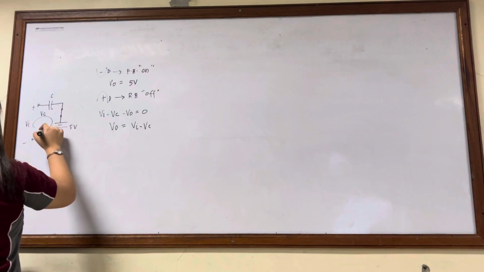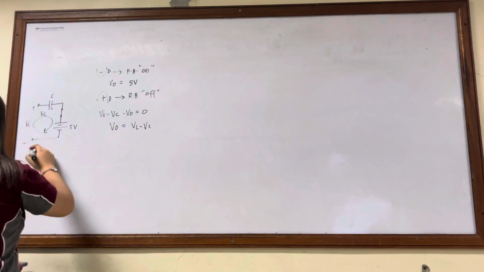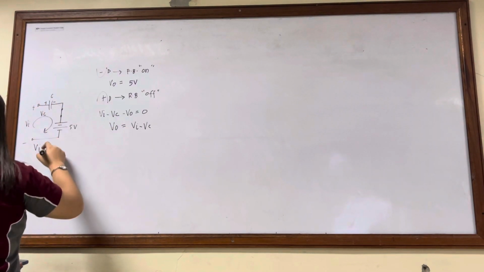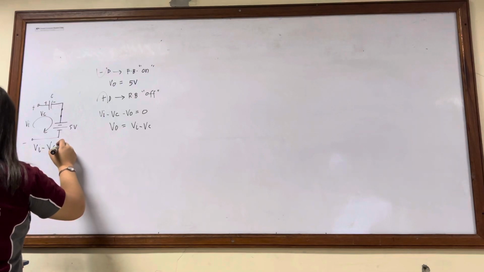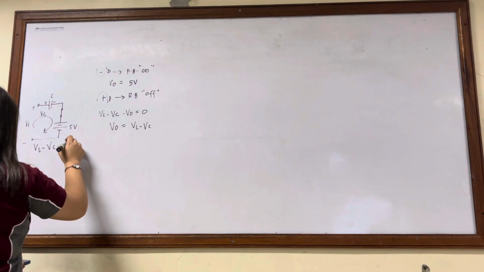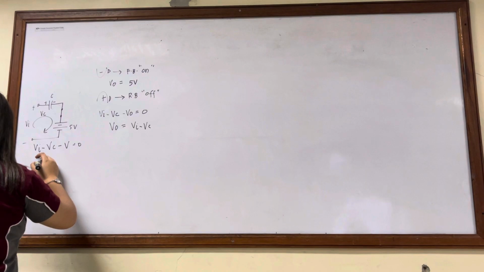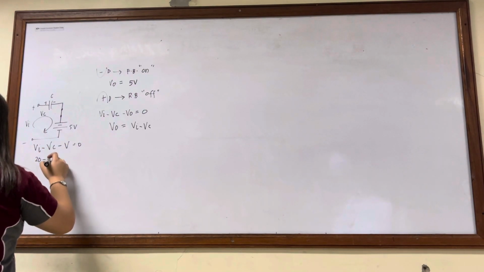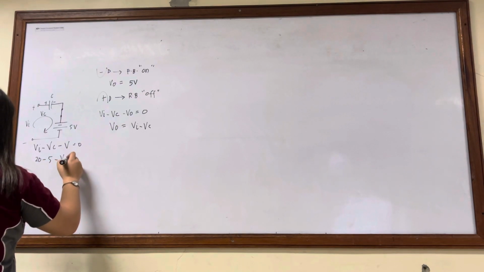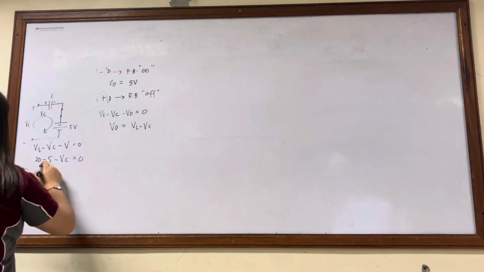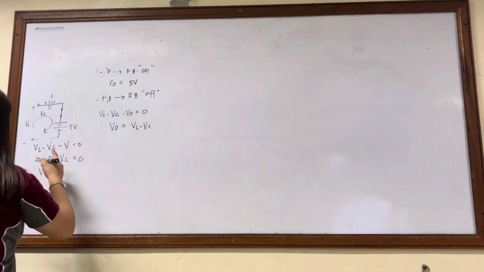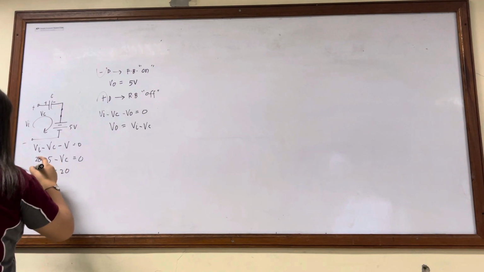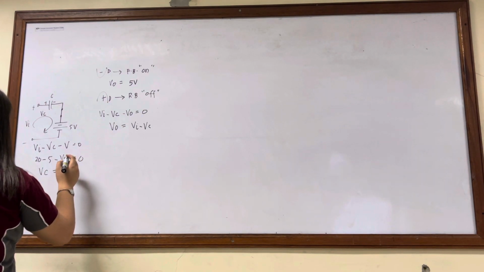Okay, so look. So we have here VI minus VC minus V equals to 0. So VI is 20 minus 5 minus VC equals to 0. VC is equals to 20, negative 15.